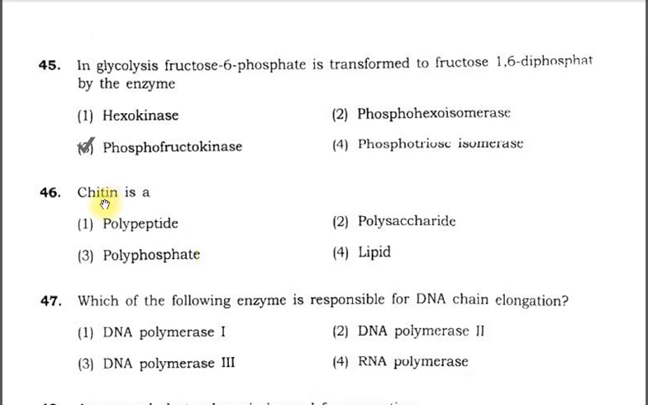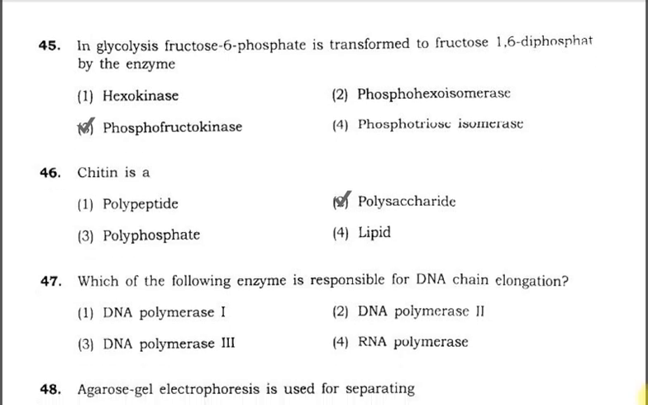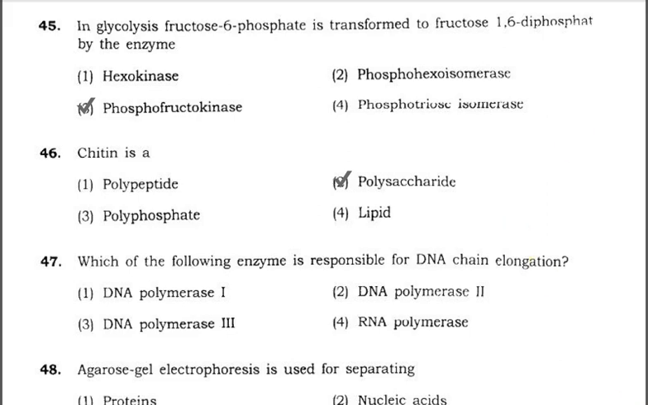Now question number 46, very simple question. Chitin is a 1, polypeptide, 2, polysaccharide, 3, polyphosphate, 4, lipid. So here the correct option is number 2, which is polysaccharide. Question number 47, which of the following enzymes is responsible for DNA chain elongation? The options are 1, DNA polymerase 1, 2, DNA polymerase 2, 3, DNA polymerase 3, 4, RNA polymerase. So out of this, the correct one is option number 4, which is the RNA polymerase.